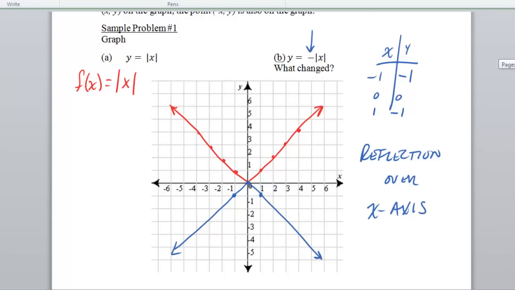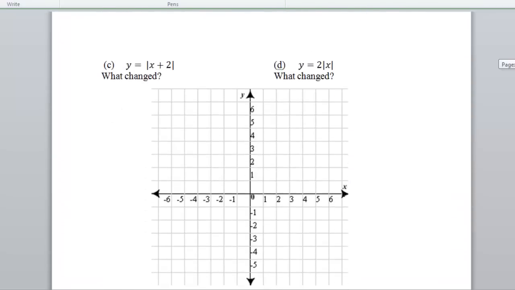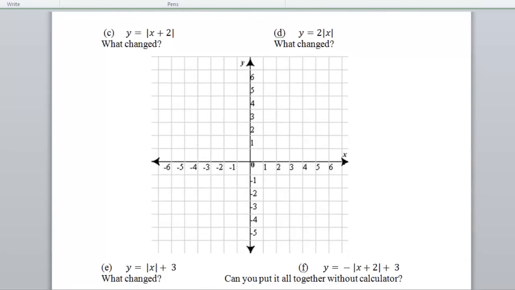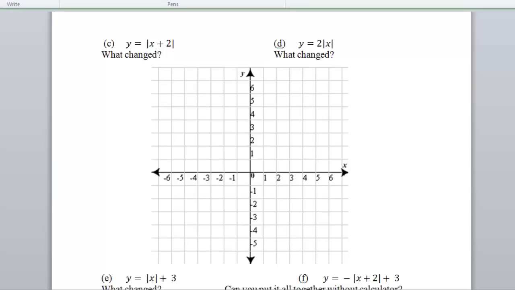So now, as we move into the next part here, what I'd like you to do is C and D, and when you are dealing with the question what changed, what I really want you to answer is what changed from the parent graph. So that original parent function like this, make the assessment as to how it moved according to that one. So go ahead and take your time and do that right now.